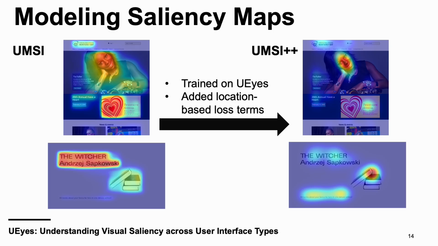Existing models for saliency map prediction mostly only focused on continuous distribution of the saliency maps rather than on individual fixation points. In addition, they are mostly trained on crowdsourced eye-tracking datasets collected via cursor or webcam. So they cannot properly simulate the results captured via data from eye trackers. Thus, we added location-based loss terms during the training and trained on our UEyes dataset to predict more accurate results.